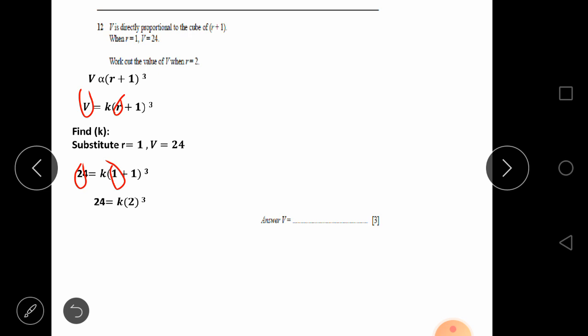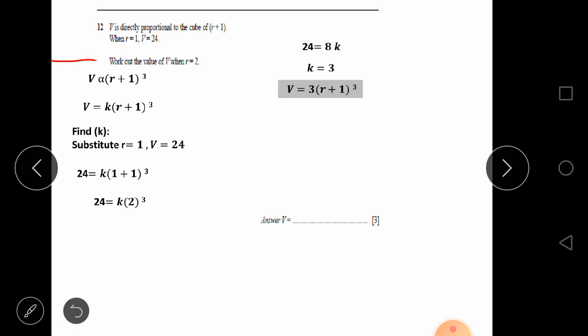We solve our example: 24 equals k times 2 raised to the power of 3, which will be 24 equals 8k. By dividing both sides by 8, we get k equals 3. Then we rewrite the formula to be v equals 3 times r plus 1 raised to the power of 3. So here we are able to answer this question.